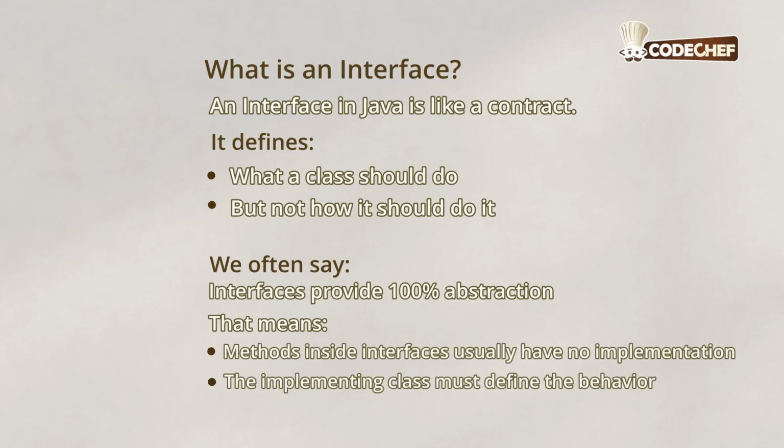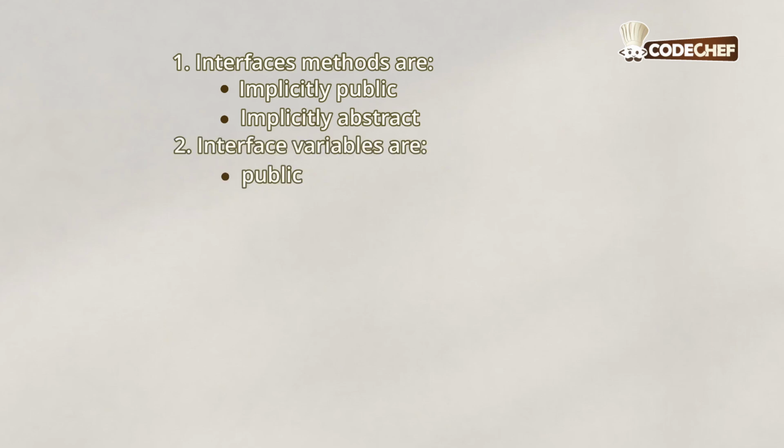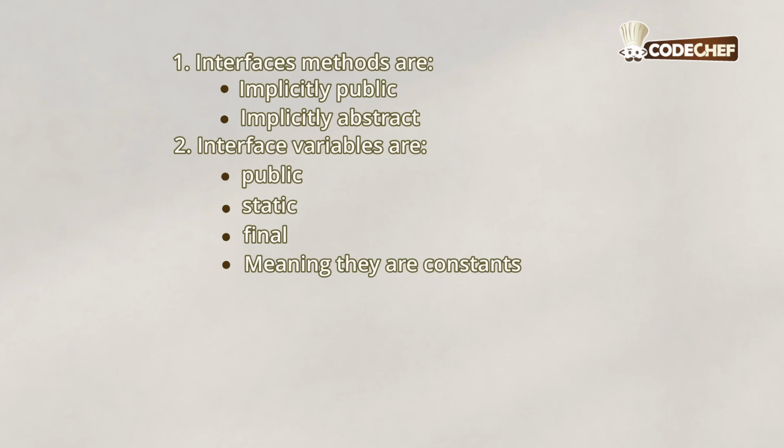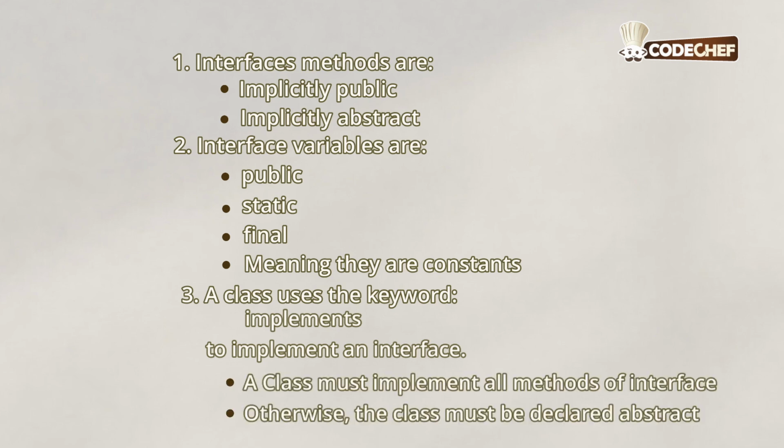Key features of interfaces are: interface methods are implicitly public. It is implicitly abstract. Interface variables are public, static, final, meaning they are constants. A class uses the keyword implements to implement an interface. A class must implement all methods of the interface. Otherwise, the class must be declared abstract.